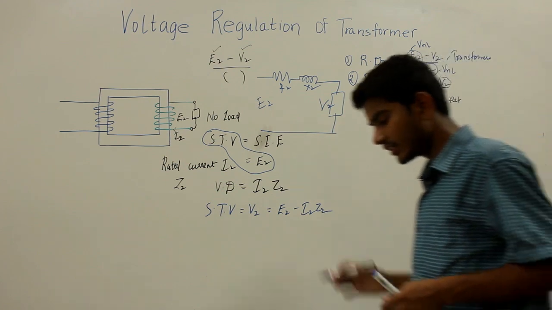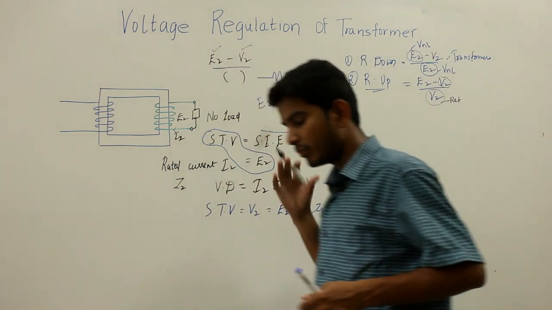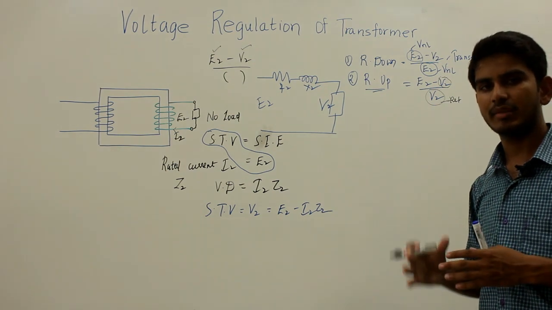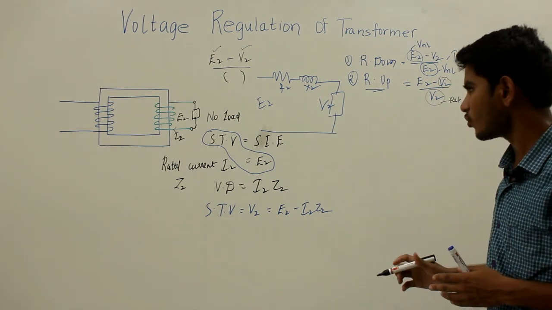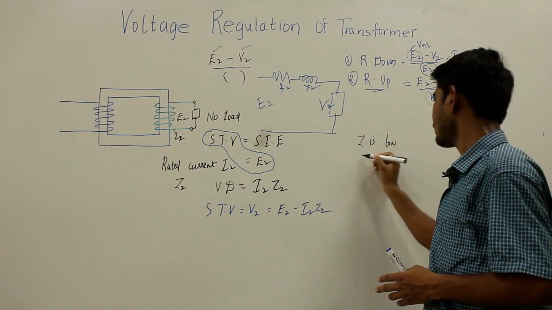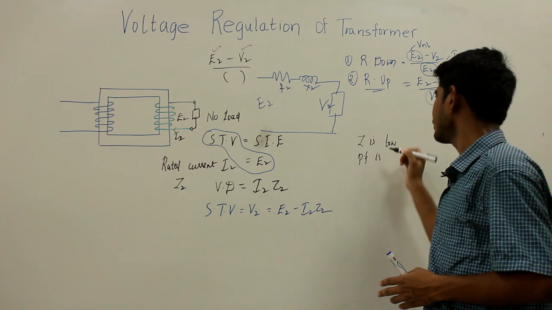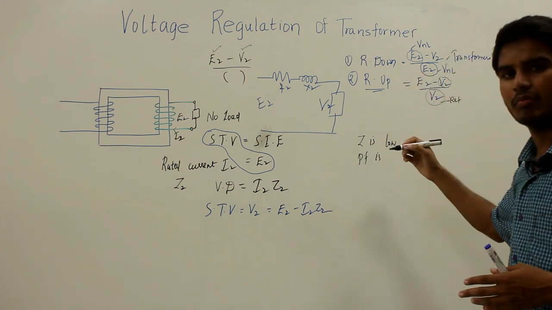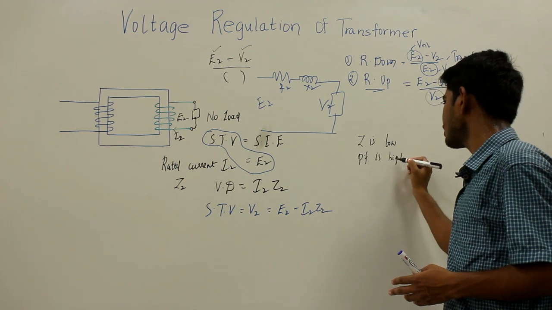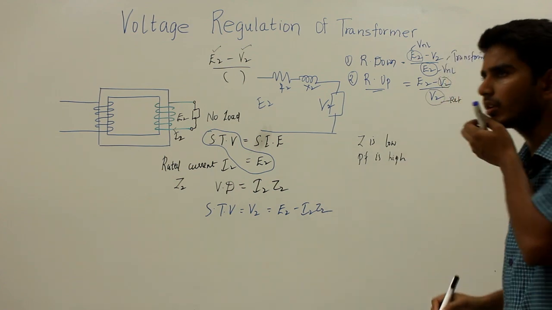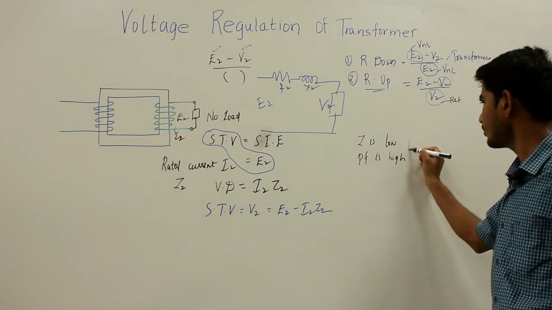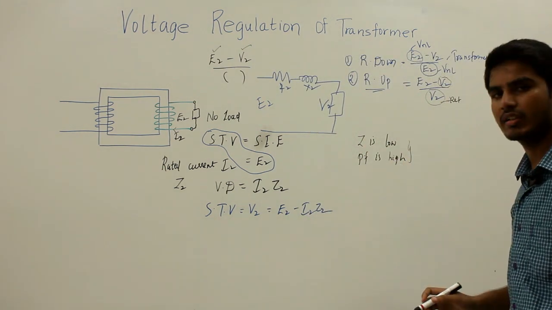In the transformer, both definitions result in almost similar values, as the transformer impedance is low and the power factor is quite high. Both definitions result in more or less the same value, so you need not worry about which definition has to be applied, because they will give almost the same value, because the impedance is low and the power factor is quite high.